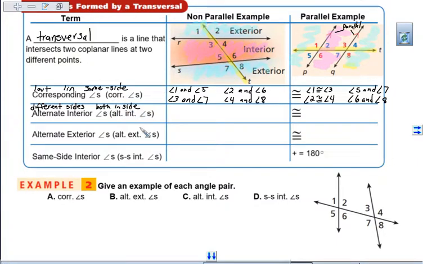Alternate interior angles are going to be on different sides of your transversal, and they're both going to be inside, in between the two lines. They're both interior angles. So for alternate interior angles, we're looking in between our two lines that are getting intersected by our transversal, and we have one on one side, one on the other side. So we'd have angle 3 and angle 6. The other set would be angle 4 and angle 5.